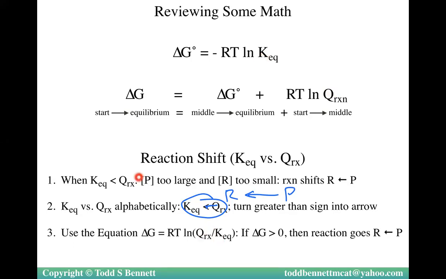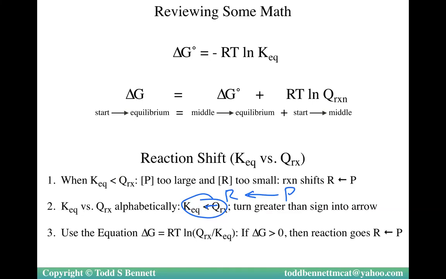So if Q is bigger than K, then it's a big number over a small number, and the log of a number bigger over smaller, the log of a number greater than 1, is positive. So delta G would be positive. So all these predict the same thing. I like the alphabetical one, but if you like math relationships, log relationships, or you just like the concept of figuring out if Q is too big or too small, that will also work.